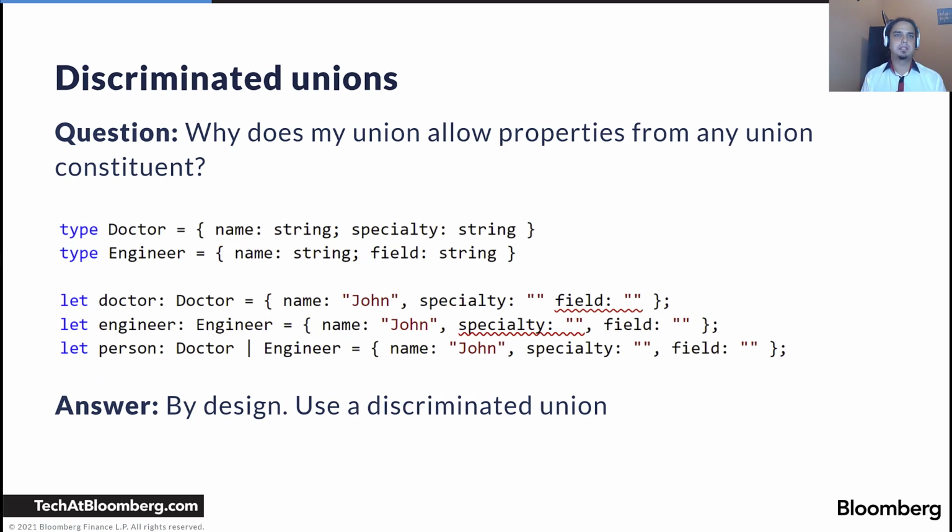Now let's continue looking at an interesting case. If we have two types and we put them in a union, we see that something strange happens. If we take the same object literal and we try to assign it to doctor, it fails. If we assign it to engineer, it also fails. But it actually succeeds when we try to assign it to the union doctor or engineer. So what's happening here? We see that the object literal we're trying to assign has the properties name, specialty, and field, while doctor only allows name and specialty, and engineer only allows name and field.